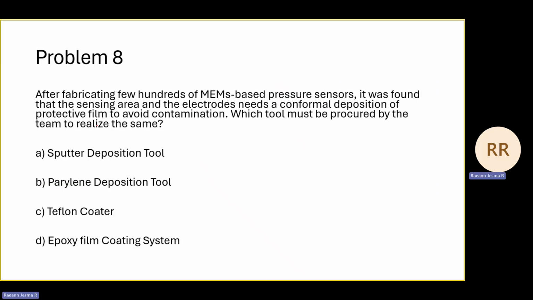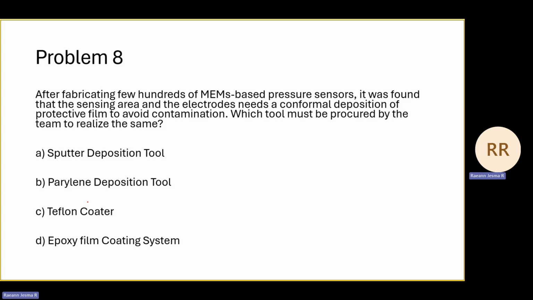So now let us move on to the next problem, problem 8. After fabricating a few hundreds of MEMS-based pressure sensors, it was found that the sensing area and the electrodes need a conformal deposition of protective film to avoid contamination. Which tool must be procured by the team to realize the same? Option A is sputter deposition tool, B is Parylene deposition tool, C is Teflon coater, D is epoxy film coating system. So which one should be procured by the team in order to do a conformal deposition of protective film?